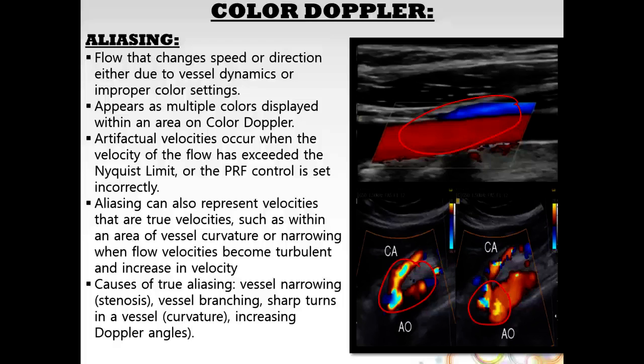So if our PRF control is set incorrectly, you can get artifactual aliasing, but it can also represent true velocities, such as when a vessel curves or it narrows, and this is when blood flow can become turbulent and increase in velocity. So causes of true aliasing would be vessel narrowing, which is called a stenosis, vessel branching, sharp turns in a vessel, these are the curvatures of the vessel, or if we're using Doppler angles that are too high, above 60-degree angles.